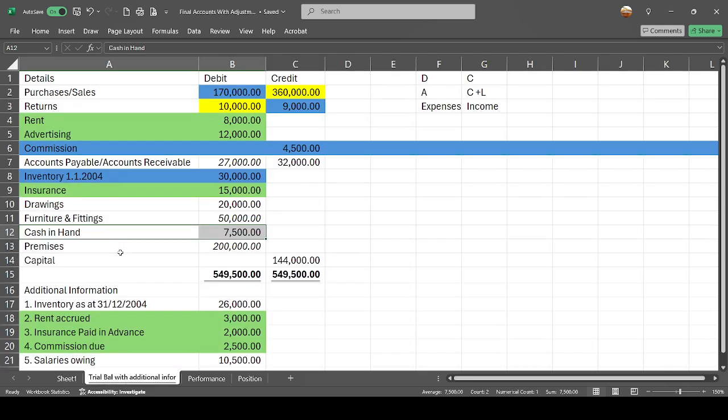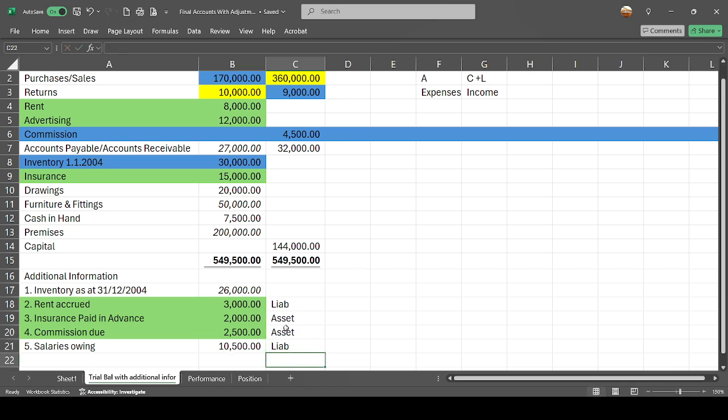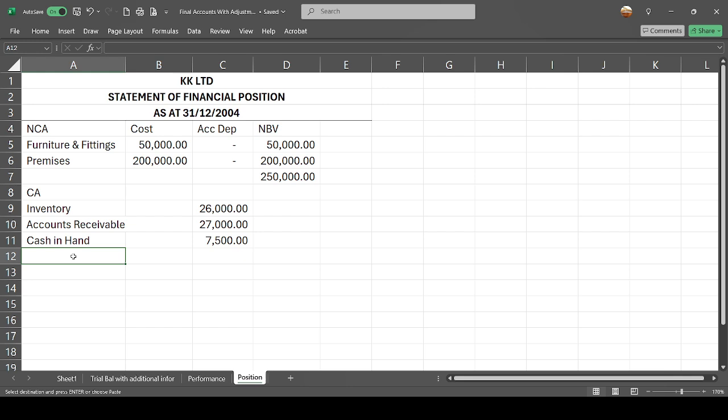Then we check our trial balance and our additional information, just to see anything that is more or less an asset in nature. We have used 26,000. Rent accrued is not an asset, this is a liability. Insurance paid in advance is an asset. Commission due is an asset, this is our money. Salaries owing is a liability. So those are some of the things that we are now taking to the statement of financial position. So we have assets here: insurance paid in advance and commission due. So let me just copy them also, and I bring them here. Those ones are from additional information.